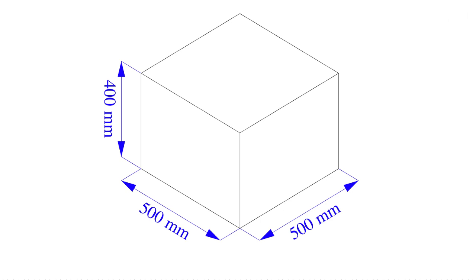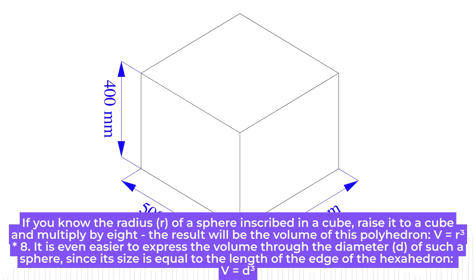Step 6. If you know the radius, R, of a sphere inscribed in a cube, raise it to the third power and multiply by 8. The result will be the volume of this polyhedron, V equals R superscript 3 asterisk 8. It is even easier to express the volume through the diameter, D, of such a sphere, since its size is equal to the length of the edge of the hexahedron, V equals D superscript 3.